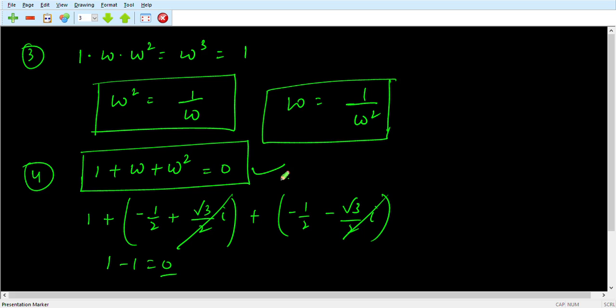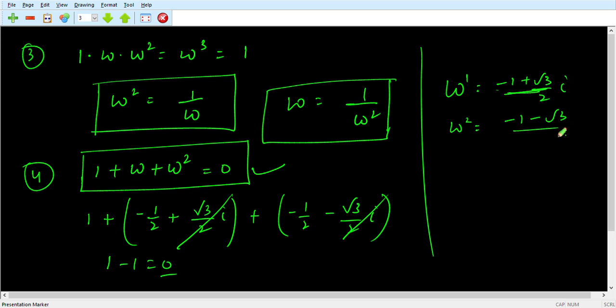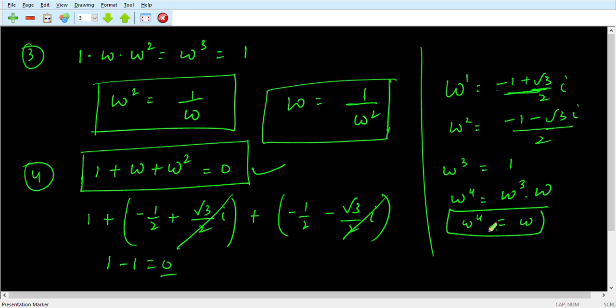So by this logic you can solve so many problems, and it's very easy to find out the value of omega. Let us suppose someone is saying omega to the power 1. Omega to the power 1 is nothing but minus 1 plus under root 3 by 2 i, right? Omega to the power 2 is nothing but minus 1 minus under root 3 by 2 i, right? Omega to the power 3 is 1. Omega to the power 4 can be written as omega to the power 3 into omega, and omega to the power 3 is 1. So omega to the power 4 will be omega itself. So by this logic, we can find out any power or any order of omega.